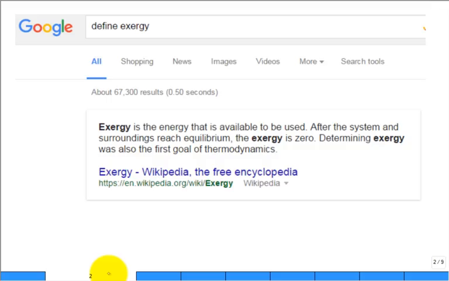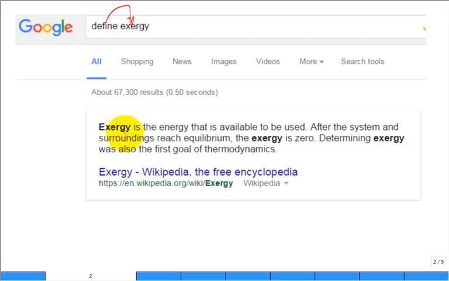You can Google this. Just say define exergy. This is my new dictionary. This is my new encyclopedia. I don't have to have the books on the shelf. I just say define the term, and it comes up typically with a pretty good definition.